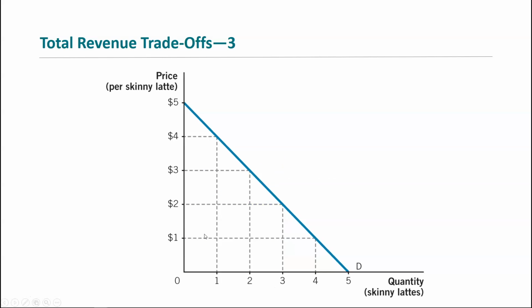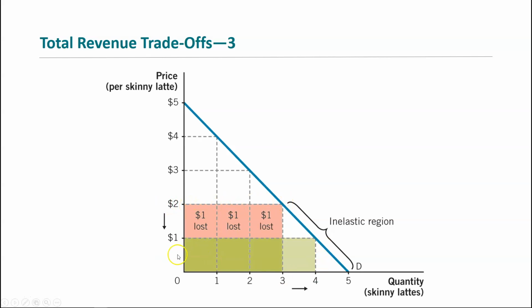What if we keep going? Now we're in the inelastic region. If we continue to lower our price in the inelastic region, and we go from $2 to $1, then we'll go from 3 customers to 4 customers, right? What do we lose? We lose $1 off of each of those first 3 customers who would have paid us $2, but we're only charging $1 now. So we lose those $3 that we were making off of those 3 guys, but we bring 1 more customer in the door. However, we're only charging that customer $1, and so we only gain $1 where we lost 3.